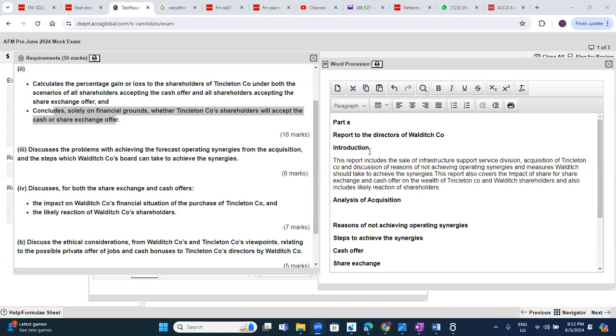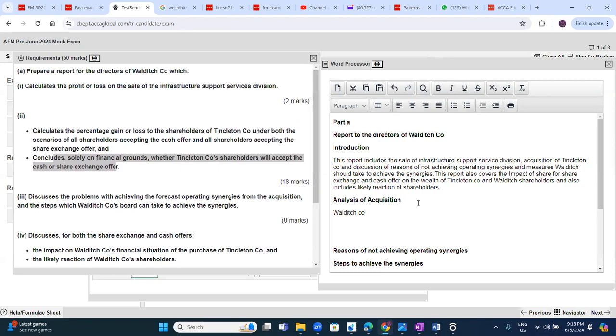Okay, then you will do the analysis of acquisition. Okay, first of all, W company has decided to sell infrastructure sport division. There is nothing much to write on this division as a strategic decision because you are unable to make profit on that.